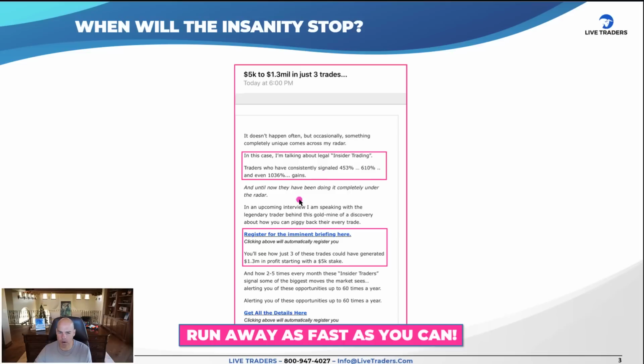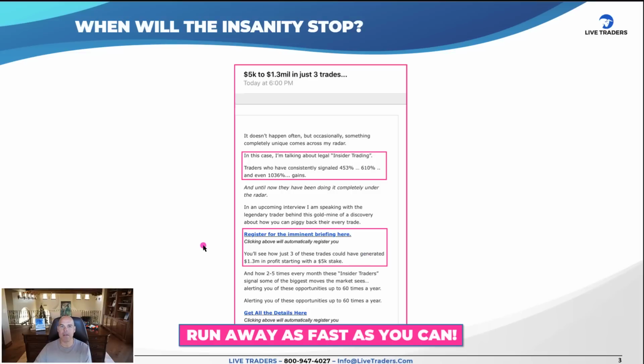But we're going to get to the best part. Register for the imminent briefing right here. Some of you right now are going, where's the briefing? I want to sign up for that. You are. Come on, you are. Admit it. You'll see how just three of these trades, wait for it, could have generated 1.3 million in profits starting with a 5K stake. Note the very carefully used words, okay? In legal insider trading, signaled and could have generated.